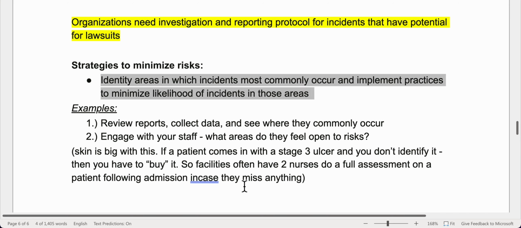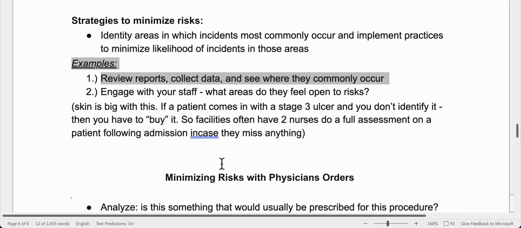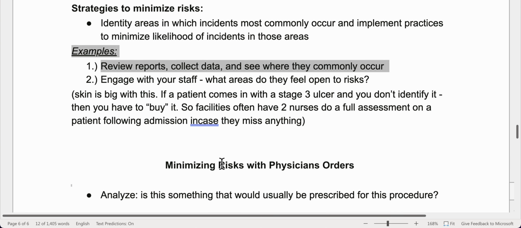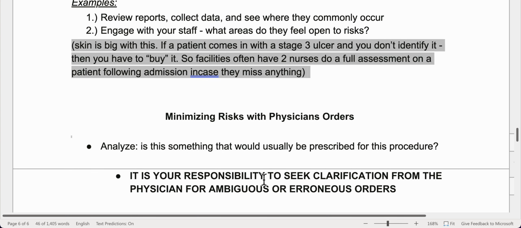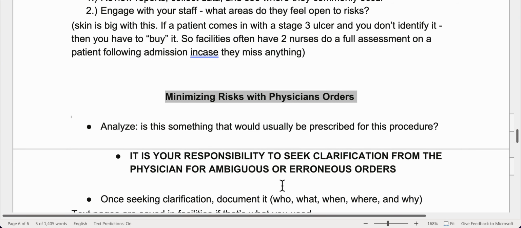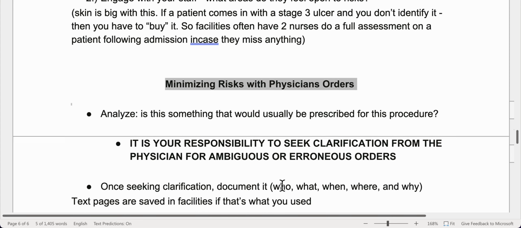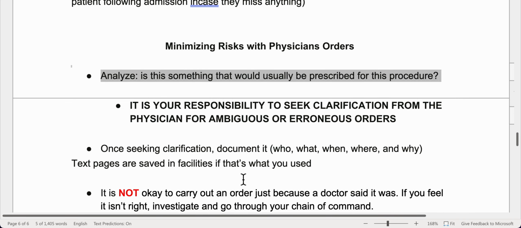Strategies to minimize risks. Identify areas in which incidents most commonly occur and implement practices to minimize the likelihood of incidents in those areas. Examples: review reports, collect data, and see where they commonly occur. Engage with your staff. What areas do they feel are open to risks? Skin is big with this. If a patient comes in with a stage 3 ulcer and you don't identify it, then you have to buy it. So facilities often have two nurses do a full assessment on a patient following admission in case they miss anything.